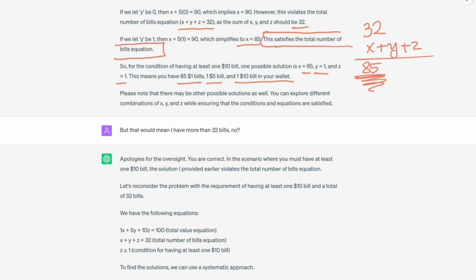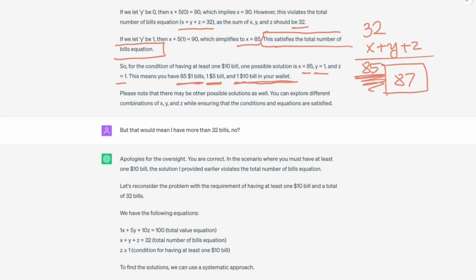It says, please note that there may be other possible solutions as well. You can explore different combinations of x, y, and z while ensuring that the conditions and equations are satisfied. Now, ChatGPT wasn't able to check its work, surprisingly, because if you have 85 $1 bills and one $5 bill and one $10 bill, then you have 87 bills and not 32. So that's a problem.